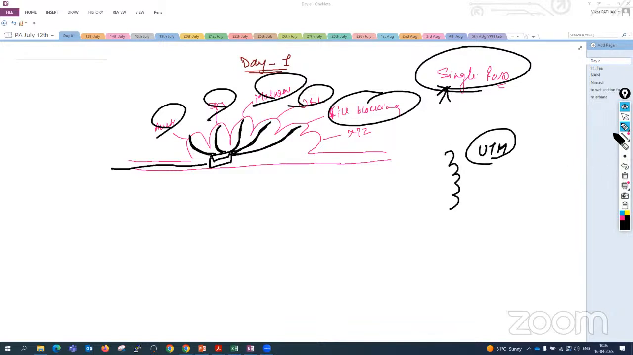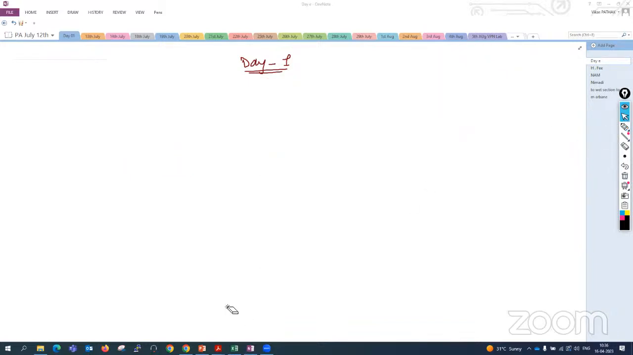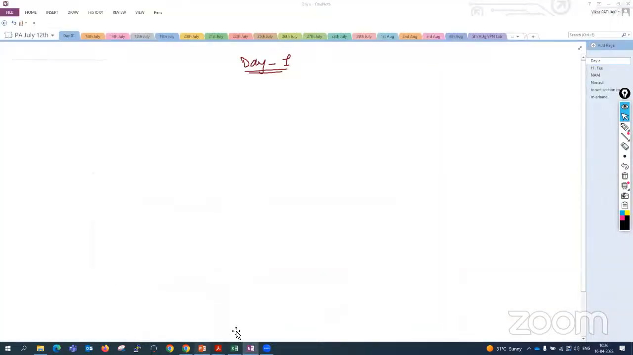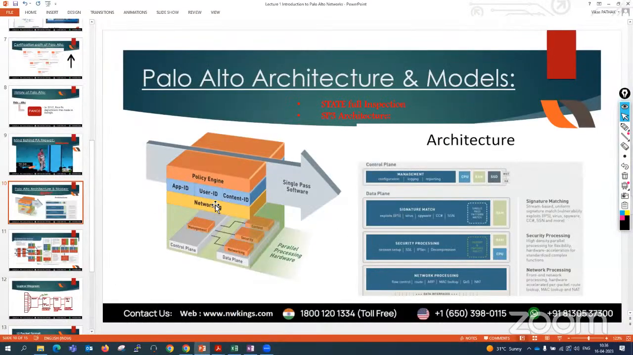Okay, so that's what this diagram says, that when the traffic comes to the firewall, it will go to the application ID, user ID, and content ID and everything in single pass software. All right. Now, this was the single pass.